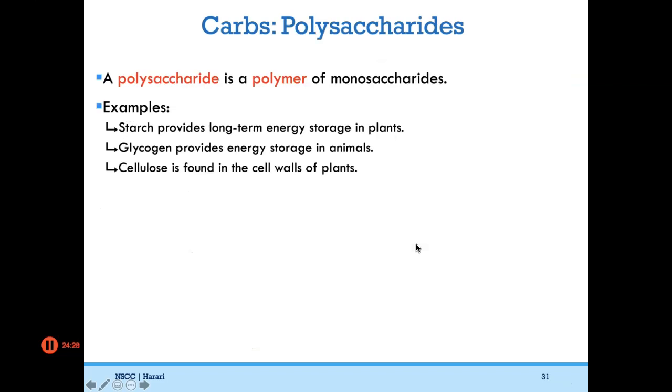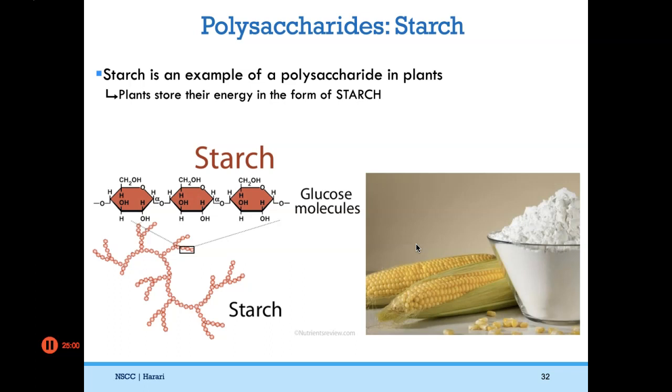So now we'll talk about polysaccharides, which is a polymer of monosaccharides. And I want you to know at least three examples of polysaccharides. Starch provides long-term energy storage in plants. Glycogen does the same for animals, and cellulose is a polysaccharide found in the cell walls of plants. The book also talks about chitin, C-H-I-T-I-N. I'll talk about that in a bit, but we'll talk about starch first.